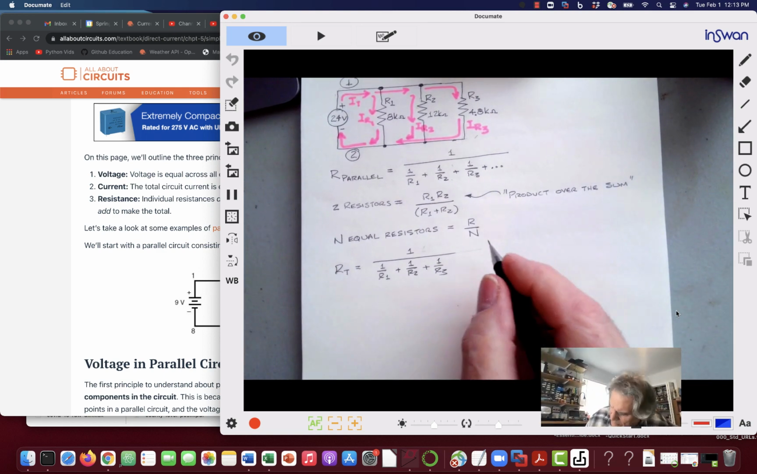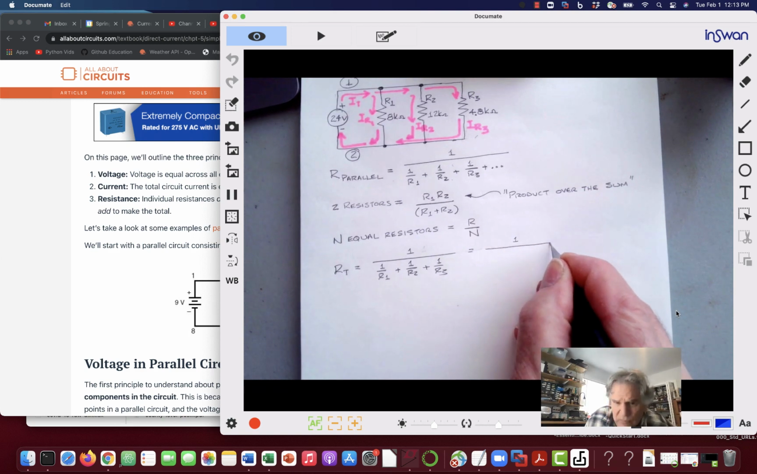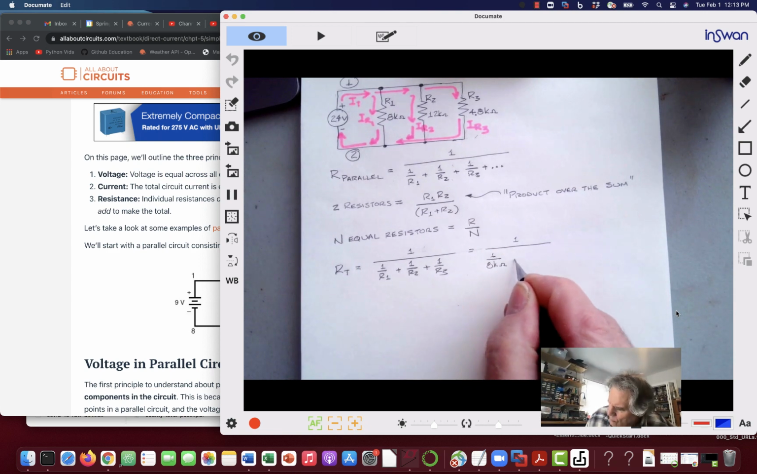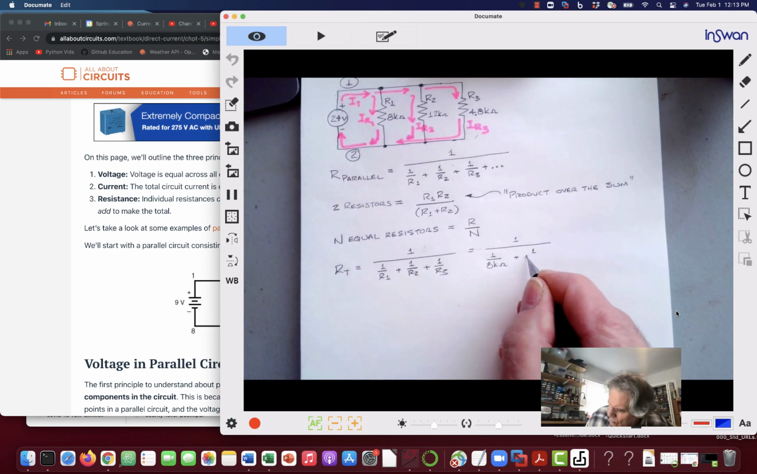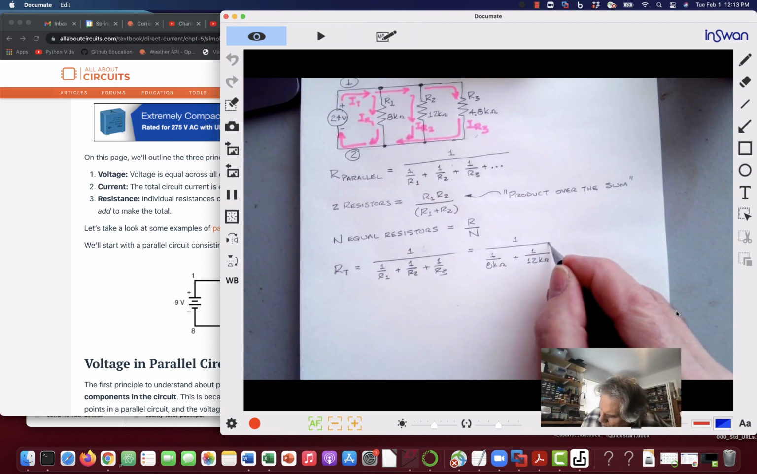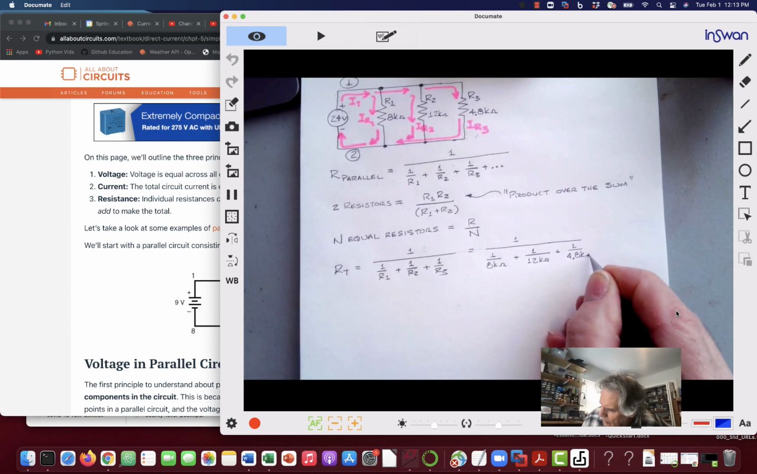And of course that is equal to 1 over 8k ohms plus 1 over 12k ohms plus 1 over 4.8k ohms.